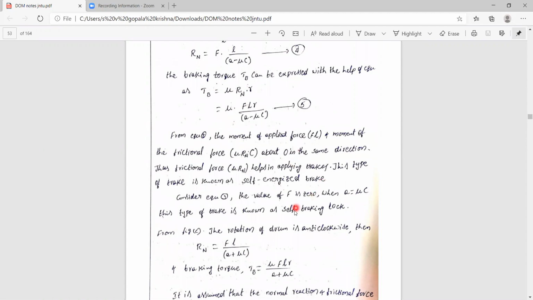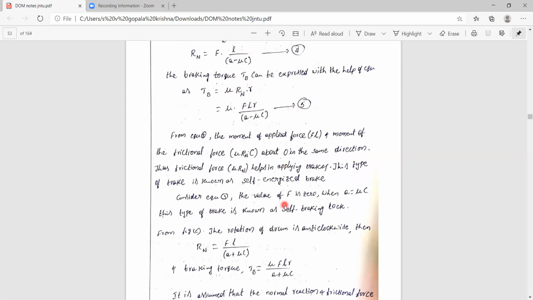Observe that this belongs to the case when the drum is rotating in the clockwise direction. It is important that this braking torque value belongs to the clockwise rotation of the drum.